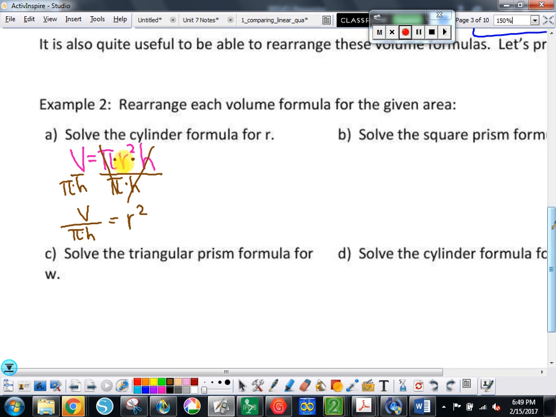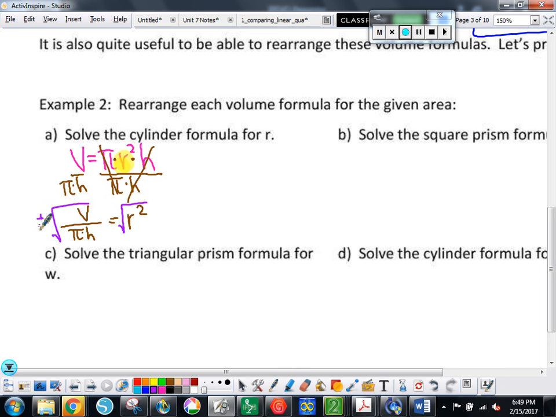Now, how do you cancel a squared? What's the inverse of squared? Square root. So if I want to cancel that squared, I have to do the opposite, which is the square root. Now normally when you put a square root on, I'm going to have you put a plus or minus.